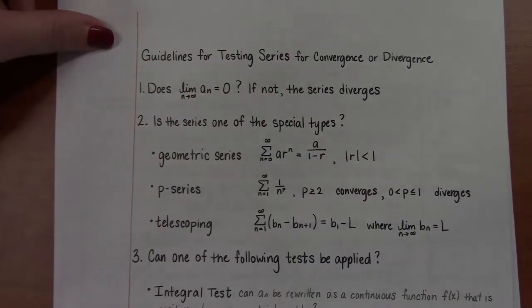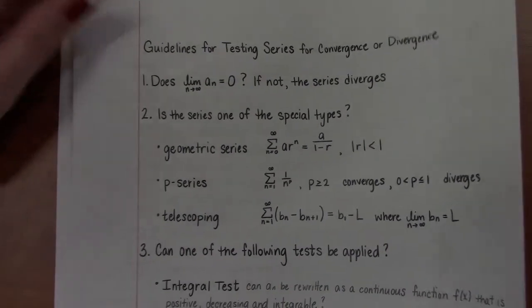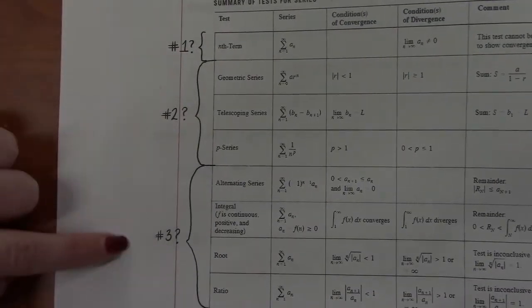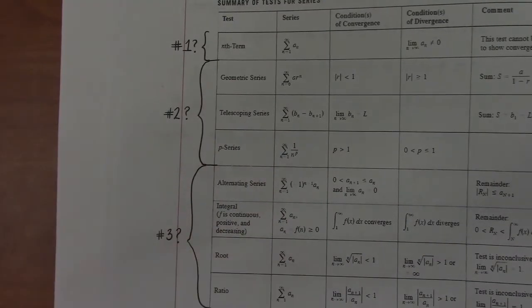This was the logic chain you were supposed to look at when you're testing for convergence or divergence. And then on the back page, we have the table where I've numbered the rows that correspond to each of those bullet points on the first page. So you really need to keep this handy when you're looking at stuff.